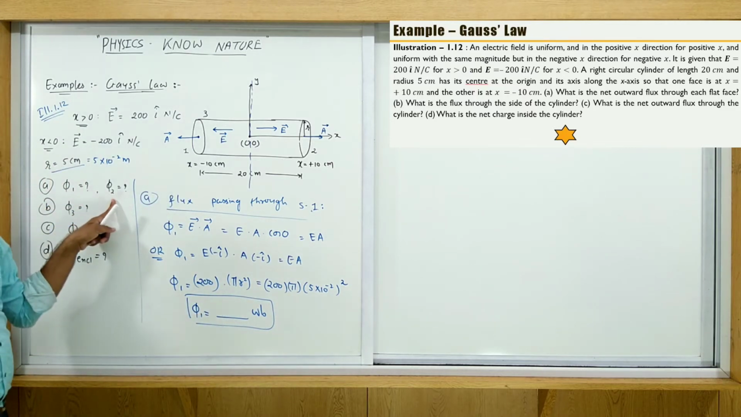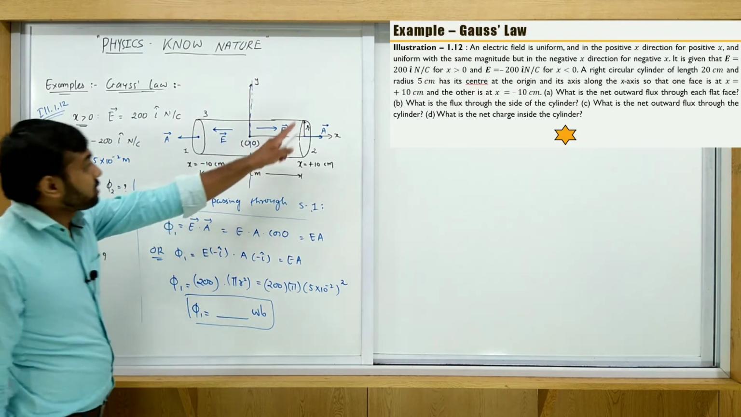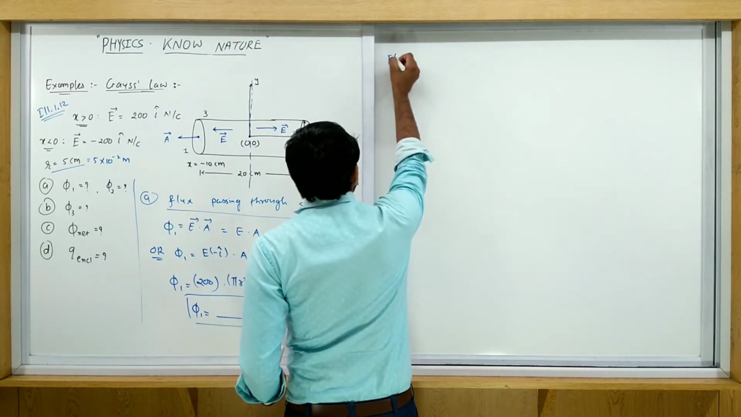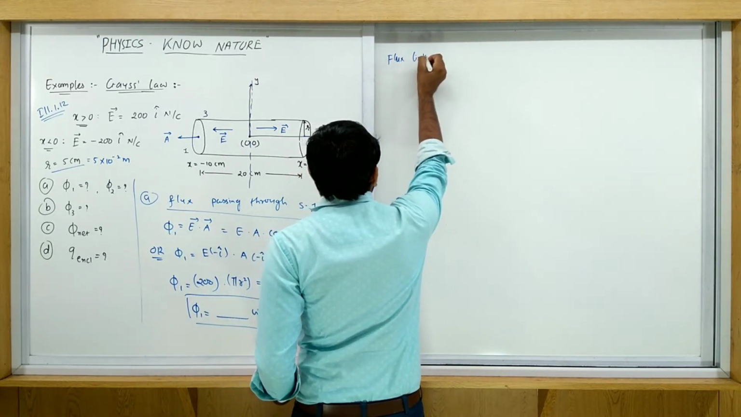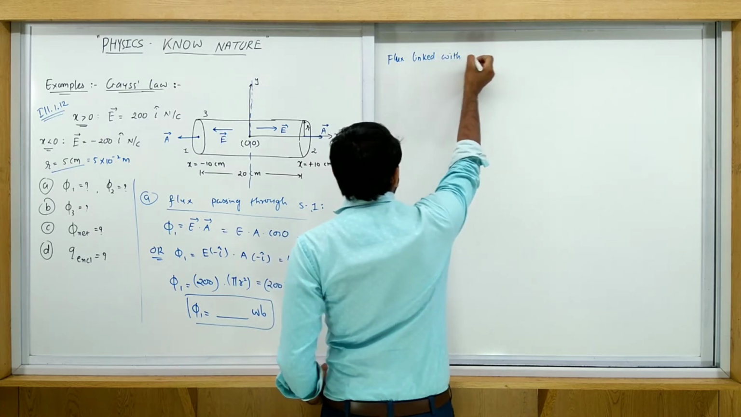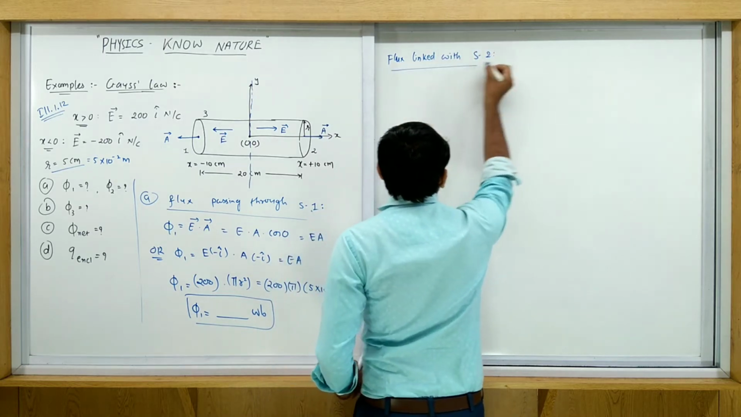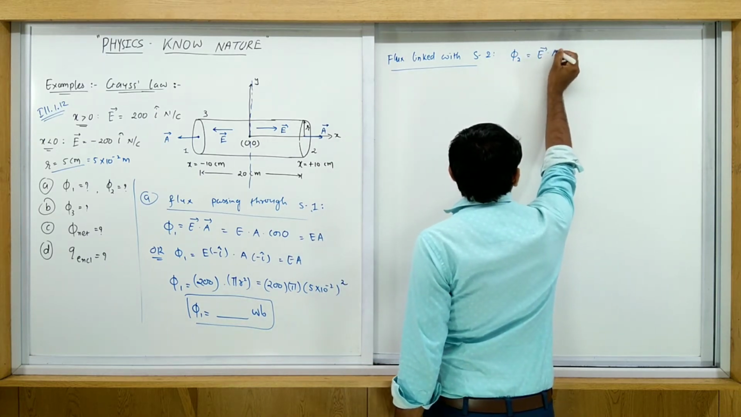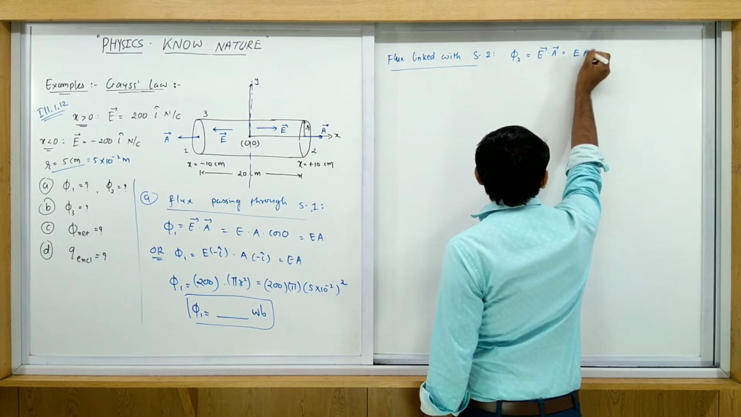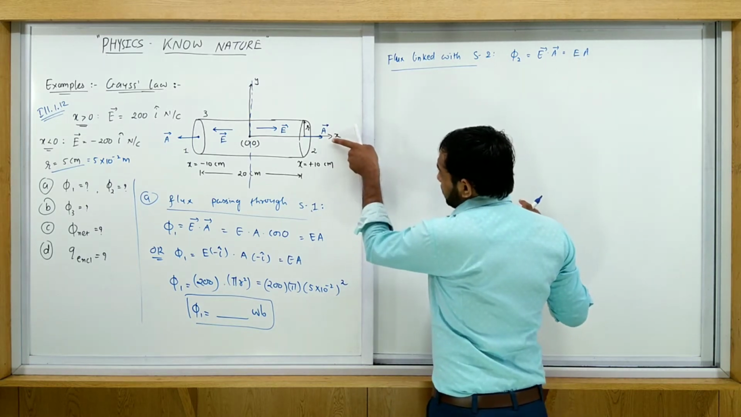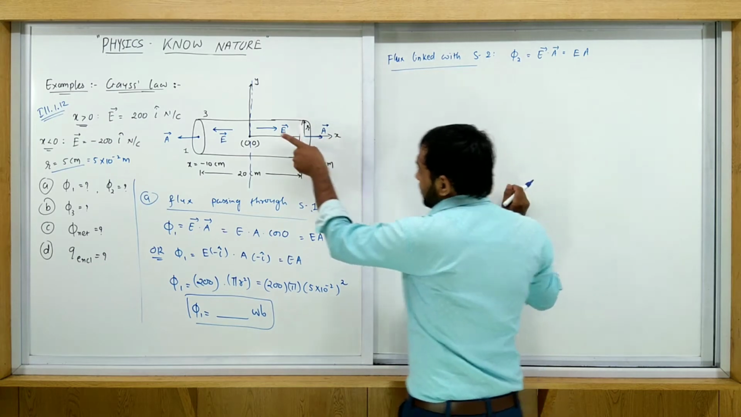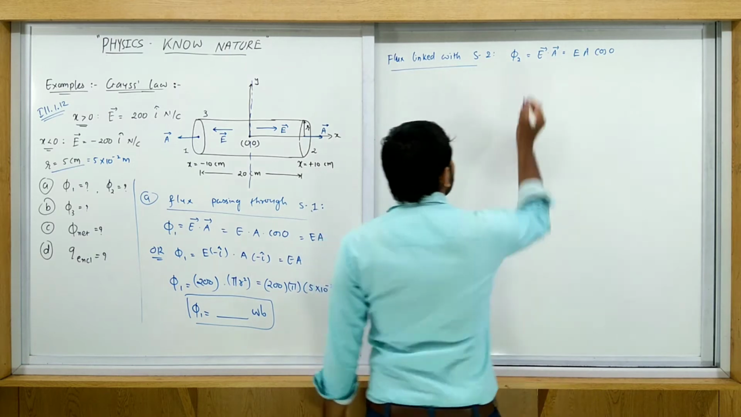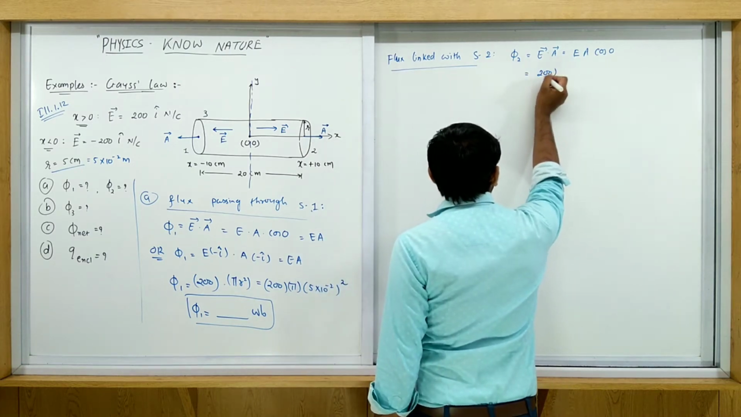Now the flux linked with the second surface. The second surface means this one, which is again circular. So let's write the second one. Flux linked with surface 2, so phi 2. Again use the same theory: E dot A is equal to EA cos theta. What is the angle for this surface? This area vector is towards the right hand side, and this electric field is towards the right hand side. So both have the same direction, so cos 0. Put the value. So E is equal to 200.